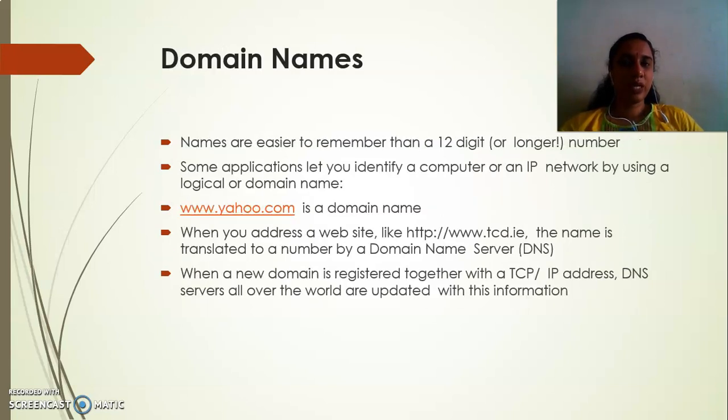Then we have domain names. These IP addresses are very difficult to remember, right? So what we do is map the IP addresses, or maintain a table to convert each IP address into an English word called a domain name, so that it is very easy to remember rather than this 12-digit long number. That's why we have the domain naming service. A domain name server is one which performs this mapping between the IP address and the domain name.